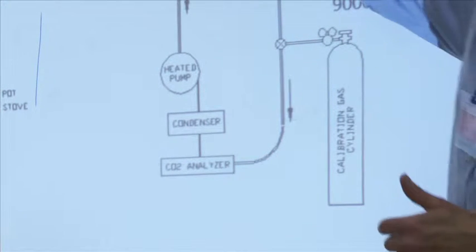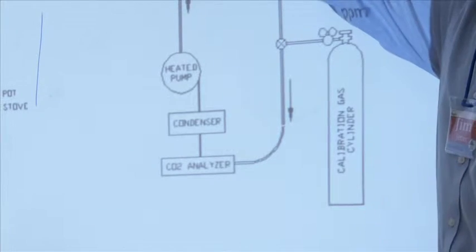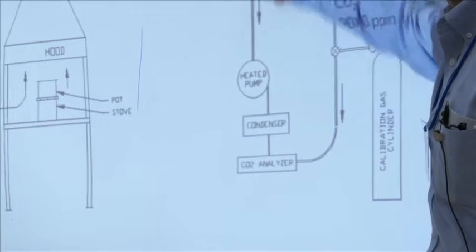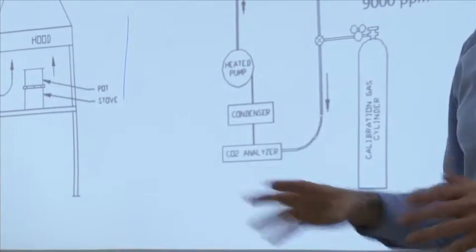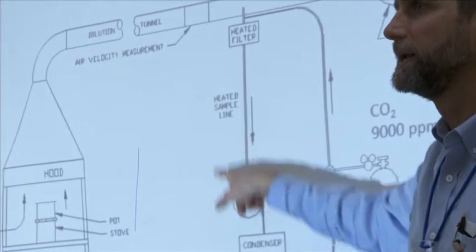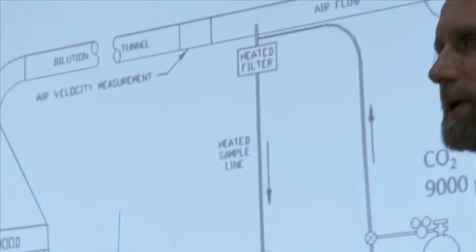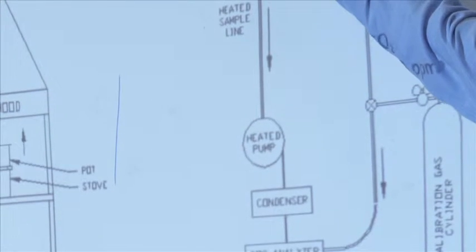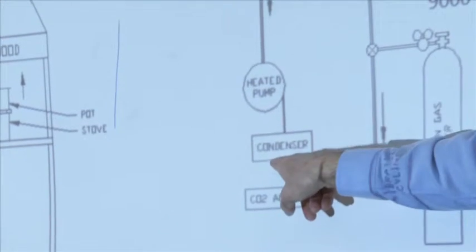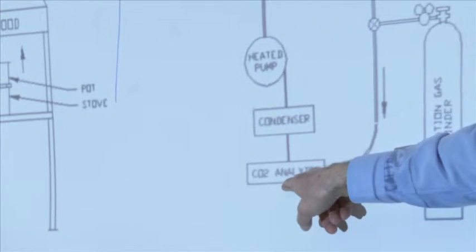Now, with our system, we have a sampling probe sticking in the duct here. We go through a heated filter, a heated sample line, a heated pump, a condenser. Now, the LEMS doesn't need a heated pump because you're not sampling all the same pollutants that we are. But you still have a sampling line that runs from the duct to your instrument, right?